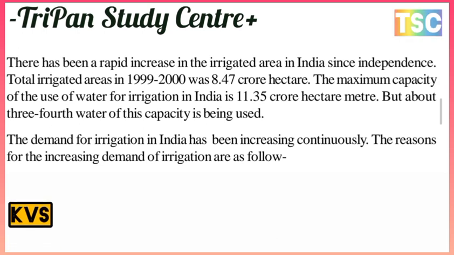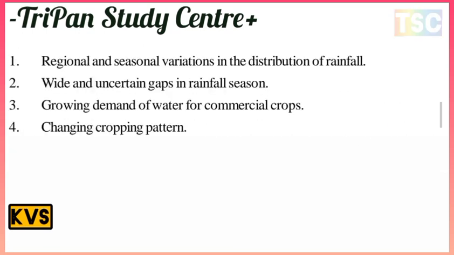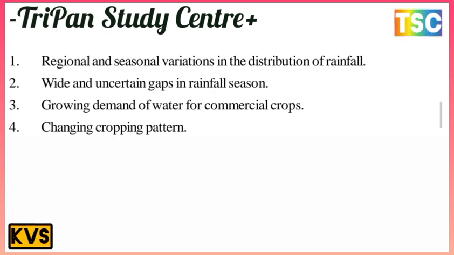The reasons for the increasing demand for irrigation are the following. First, regional and seasonal variation in the distribution of rainfall. Secondly, wide and uncertain gaps in the rainfall season. Third, growing demand of water for commercial crops. And next, changing cropping pattern. This is a most important point.